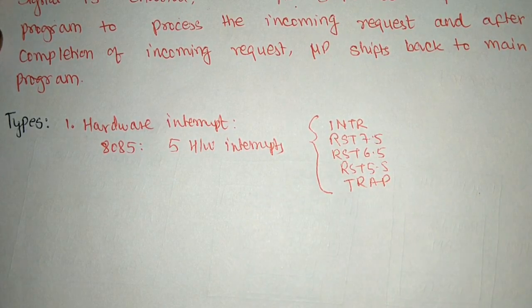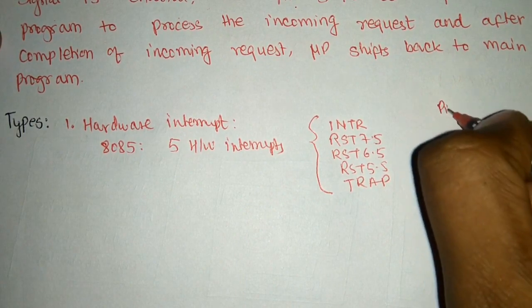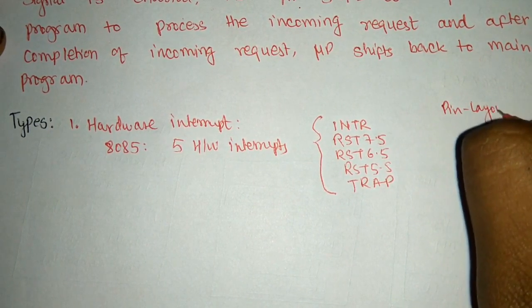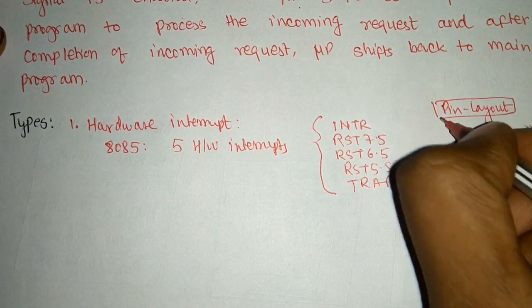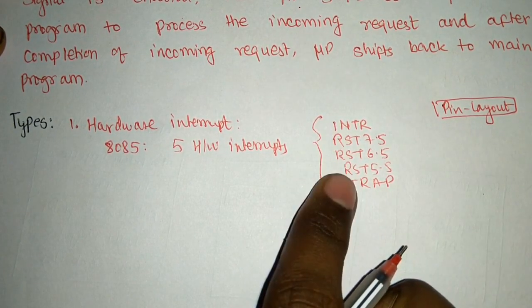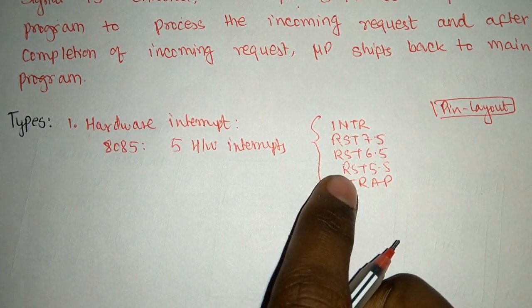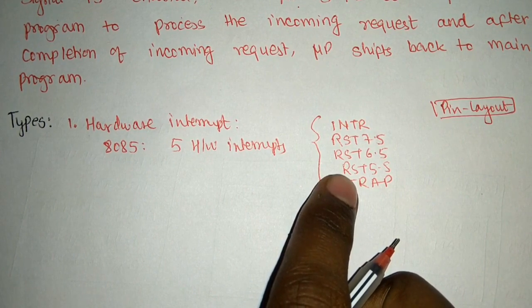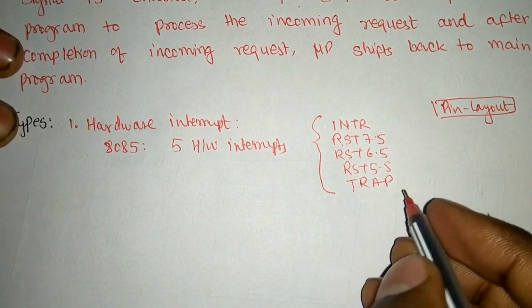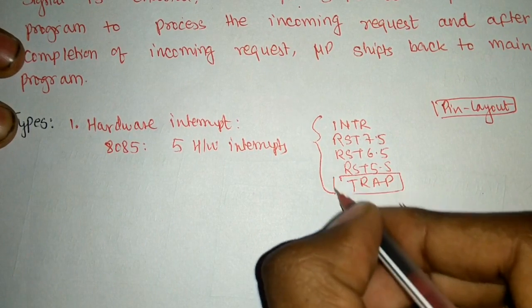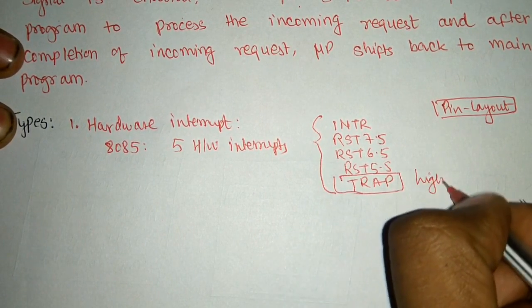When we look at the pin layout of any chip, we will find these ports under these names. So they are our interrupt signals. There are 5 interrupt signals. Among all these, TRAP is our highest priority interrupt.